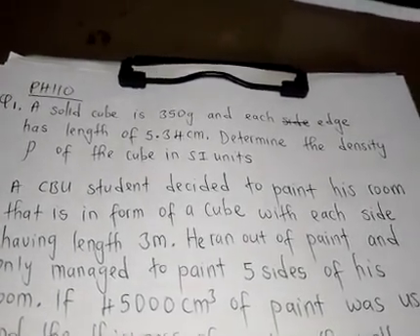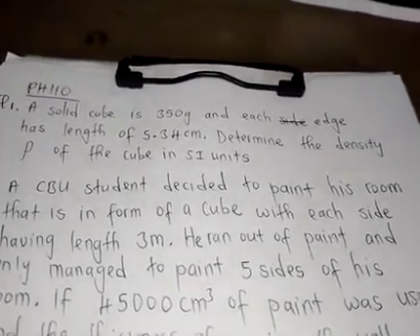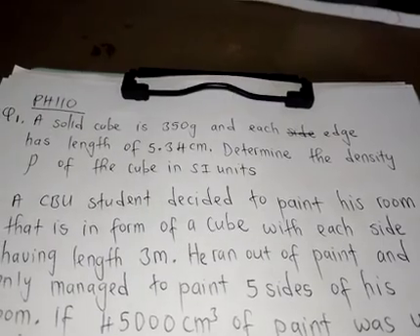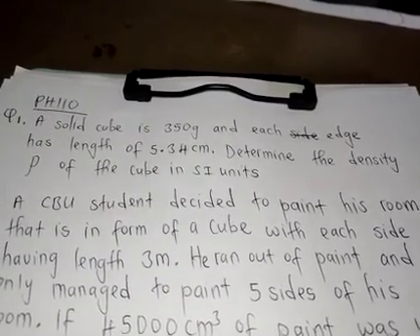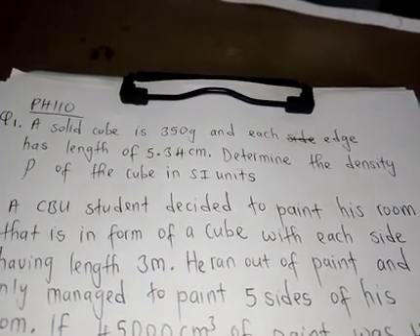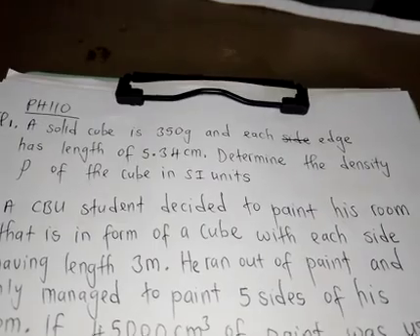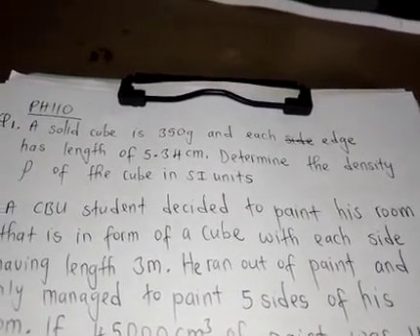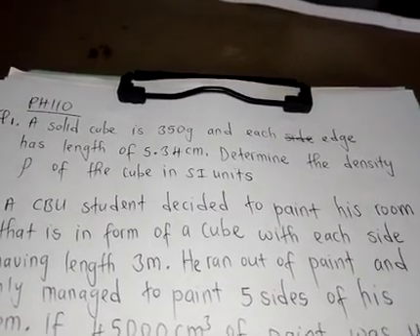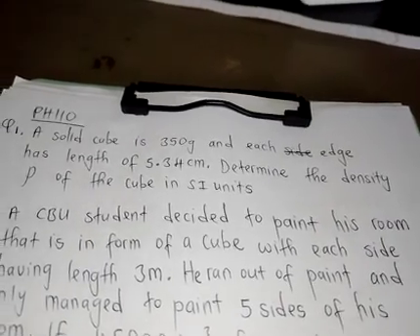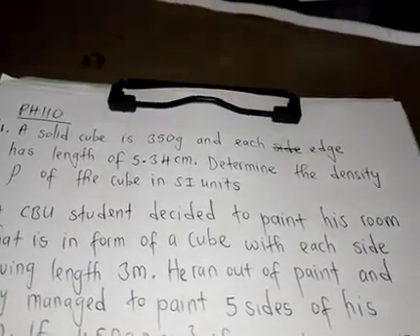In this video, I'll just solve 3 questions under units and measurement. Okay, so the first question, question 1. A solid cube is 350 grams and each edge has a length of 5.34 centimeters. Determine the density of the cube in SI units. Okay, so here we just have to find the density in SI units.